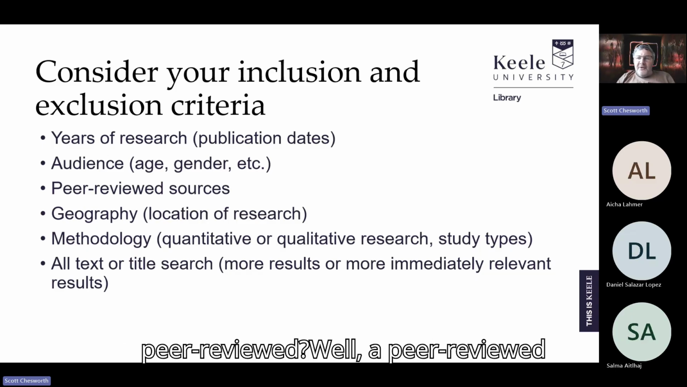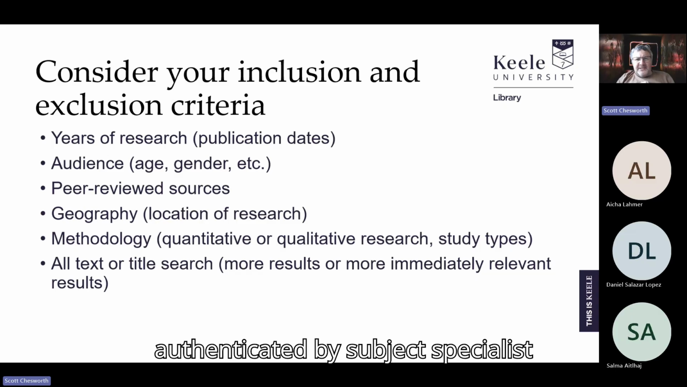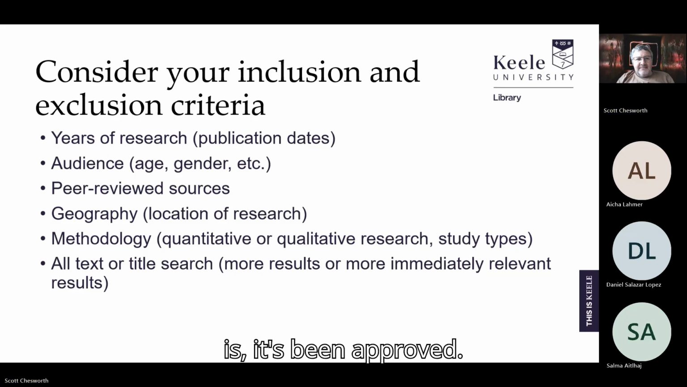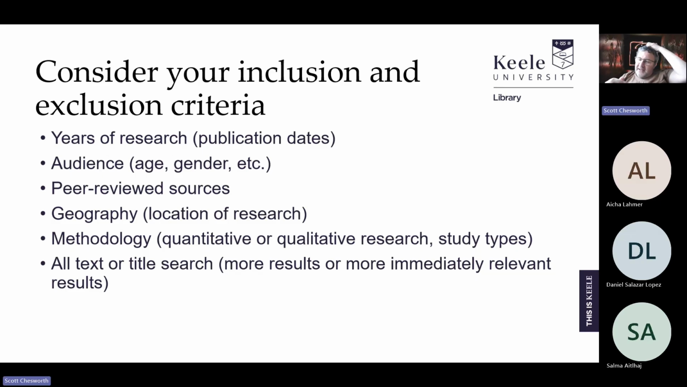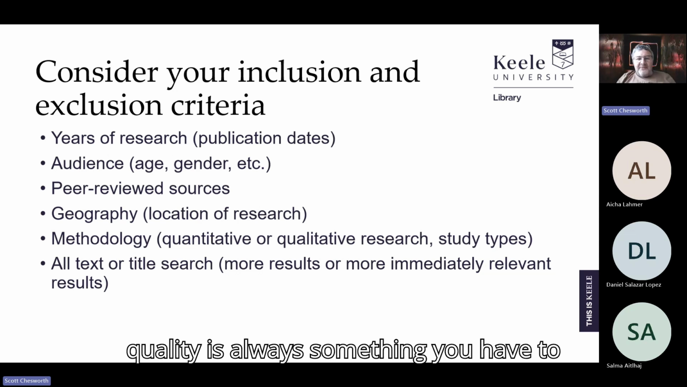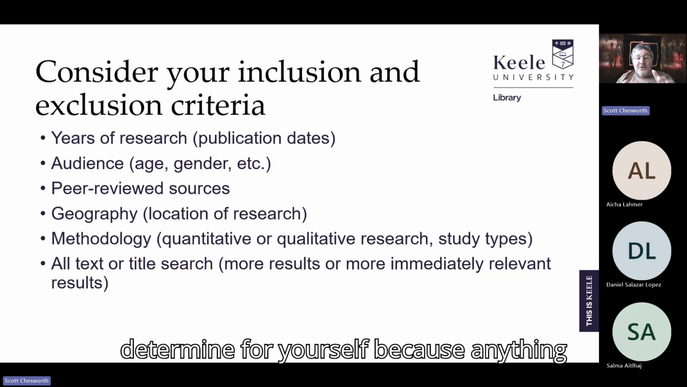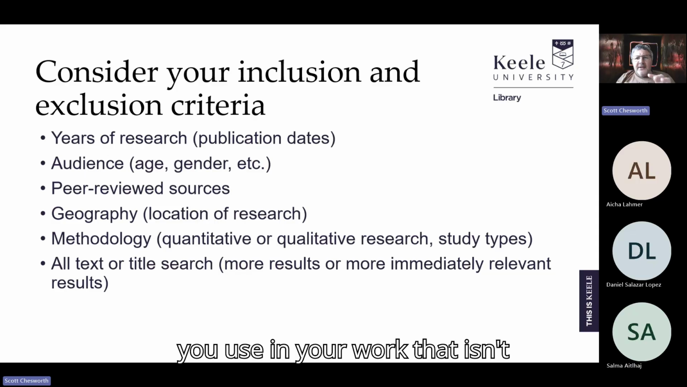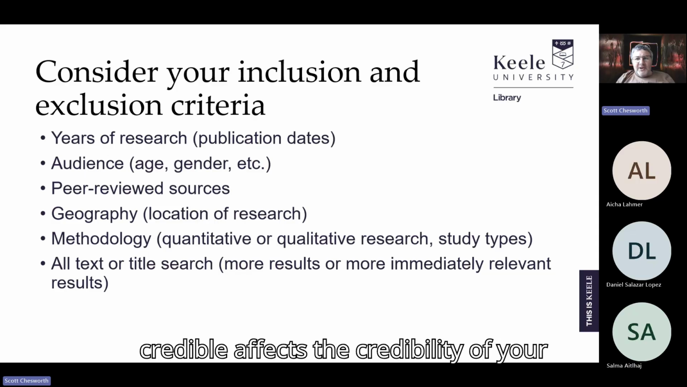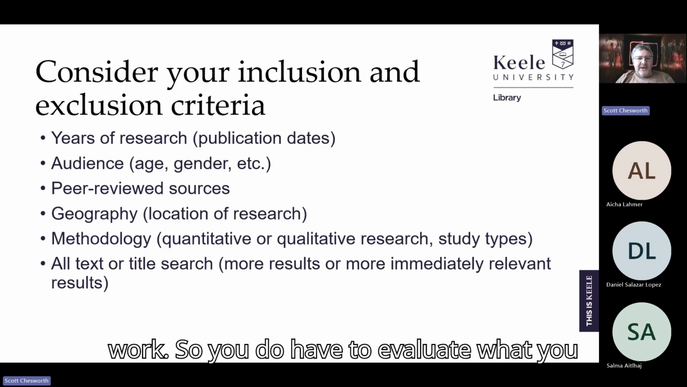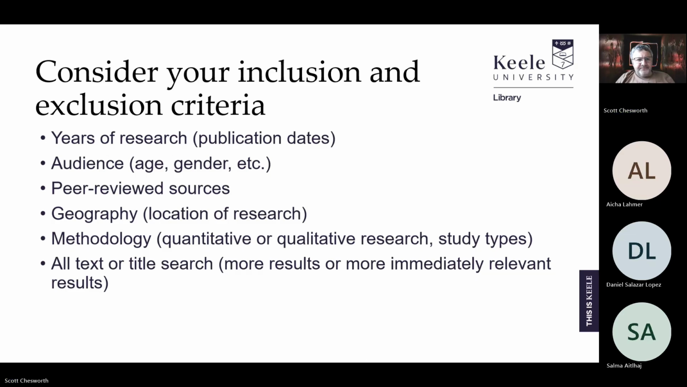What do we mean by peer-reviewed? Well, a peer-reviewed source is one that's been written and authenticated by subject specialist experts, so you know it's been approved. It's of quality, although quality is always something you have to determine for yourself, because anything you use in your work that isn't credible affects the credibility of your work. So you do have to evaluate what you use.